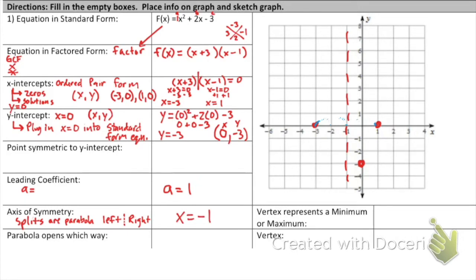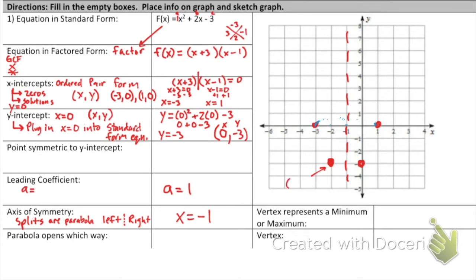Okay? So what this does is any point on the right side will have the same exact point on the left side. So if you look, we can now answer the point symmetric to the y-intercept. So here's my y-intercept because it's on the y line. I need an exact copy across the axis of symmetry. So I'm going to put this point here. So this point is symmetric to the y-intercept. They are the same distance away from the axis of symmetry.